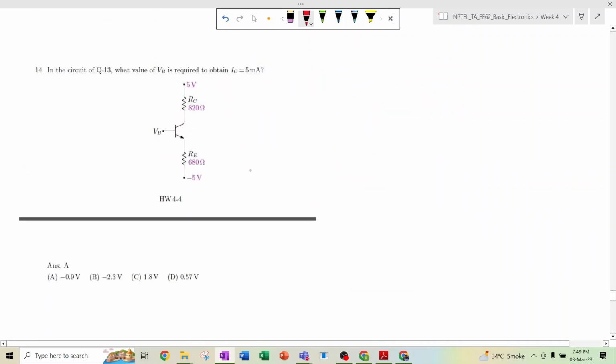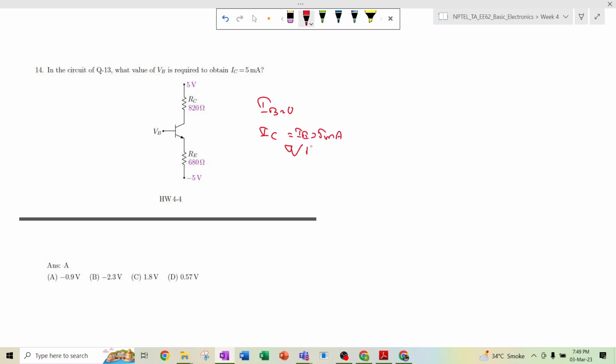Okay, yeah. So now in the circuit, what value of V is required to make IC equal to 5 milliampere? Now IB is equal to 0, so IC and IE are both the same, which is 5. Similarly VE, as we have already discussed, is minus 5 plus 5 milliampere flowing through 6.8, so minus 5 plus 5 into, so half of this, that means 0.34. So it is minus 1.6.